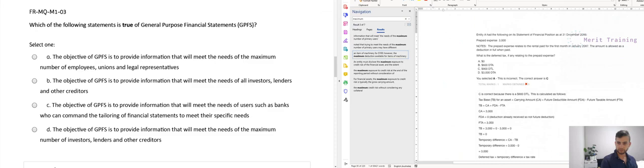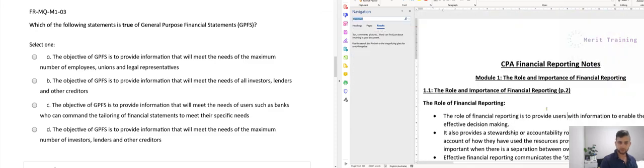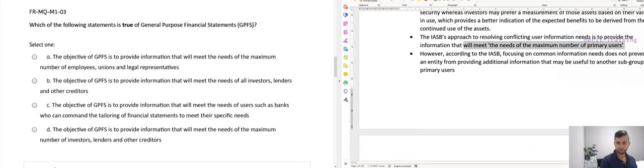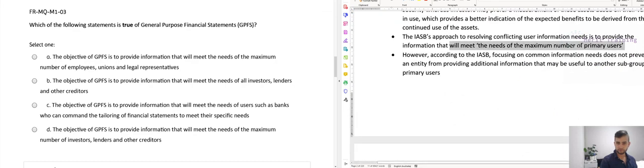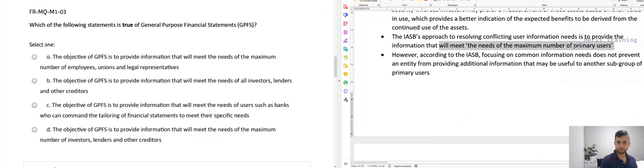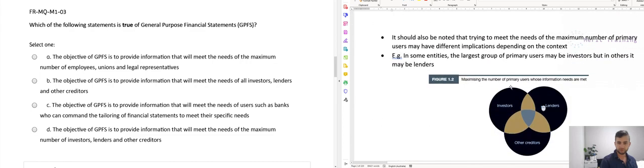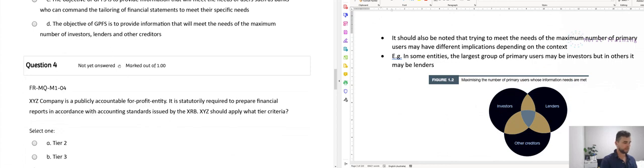Are we still in the right chapter? Let's start from the beginning. Let's go maximum. Okay, here we go. Provide the information that we need the maximum number of primary users. Okay, however, so now we need to figure out who the primary users are, what the definition of a primary user is. So it's going to be investors, lenders, and other creditors. Okay, so the answer to this one is D. Hopefully that makes sense. The reason it's not this one is because these three parties are not primary users of the financial statements, the general purpose financial statements.